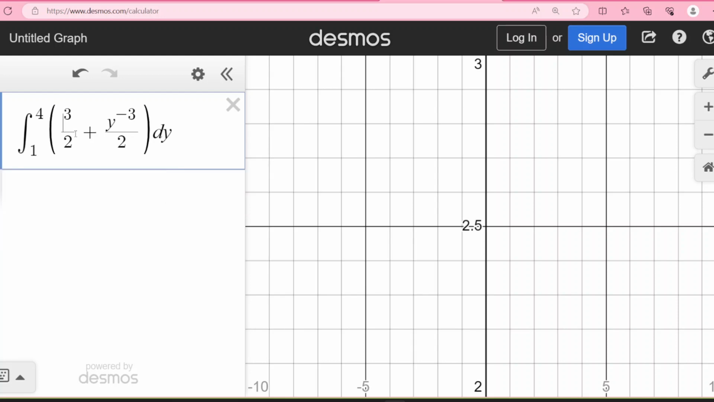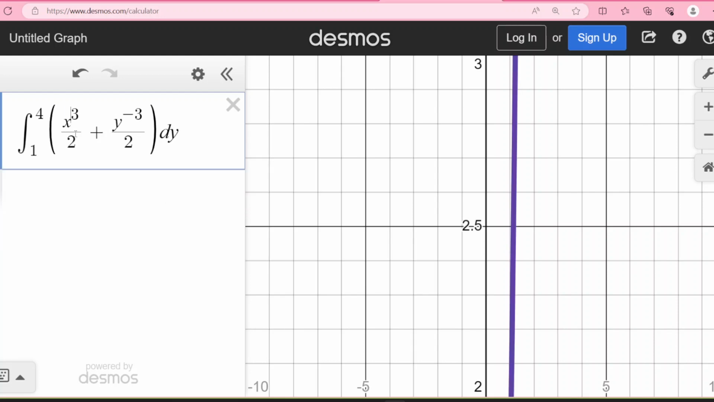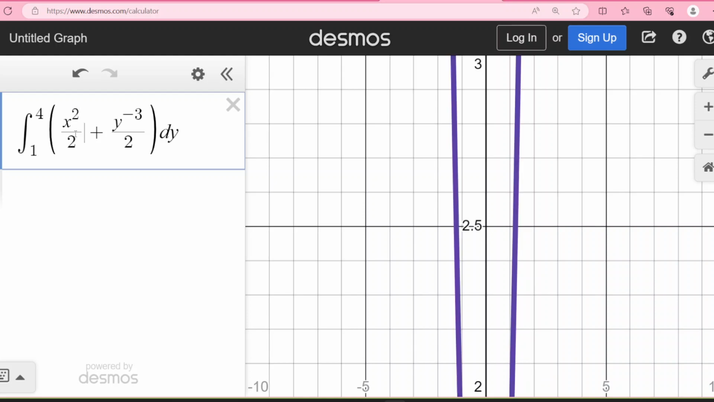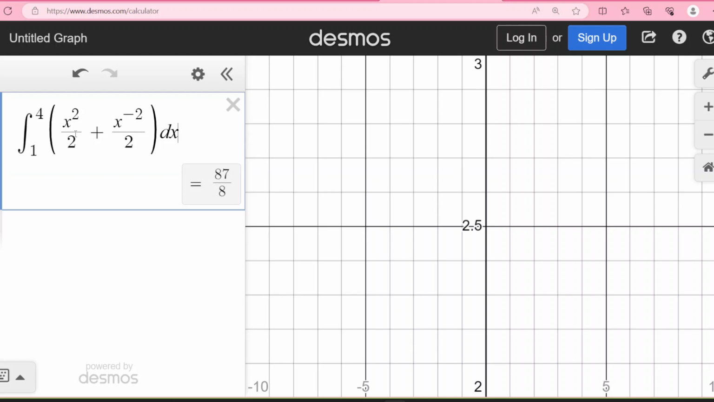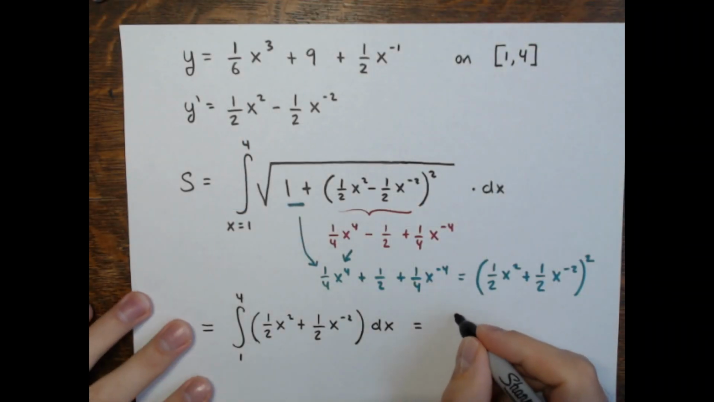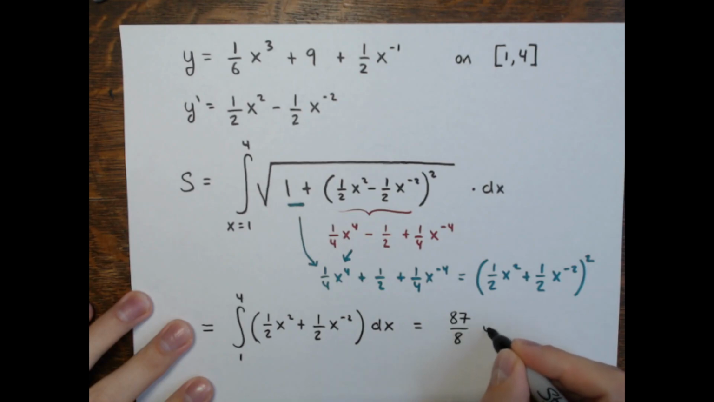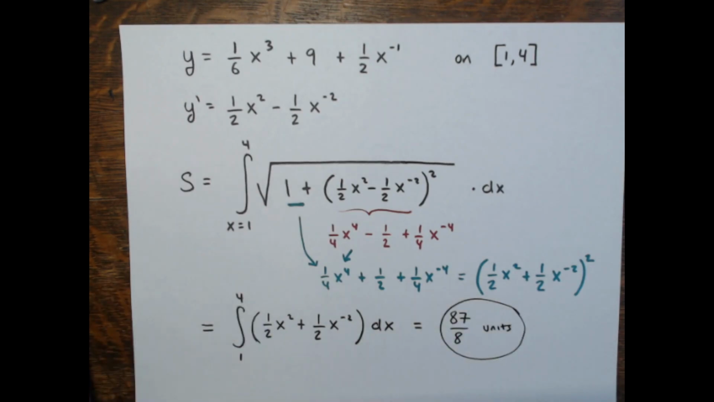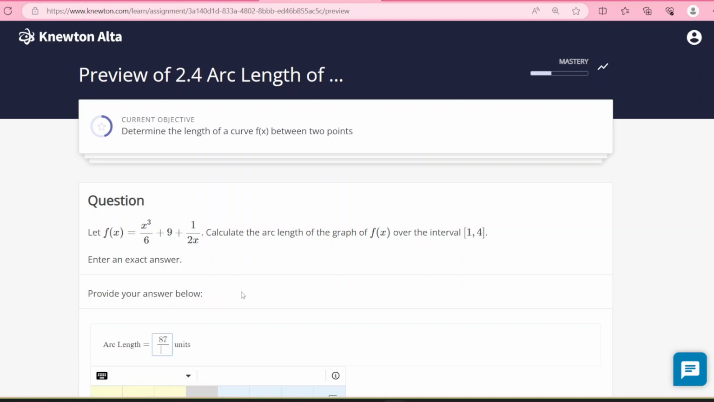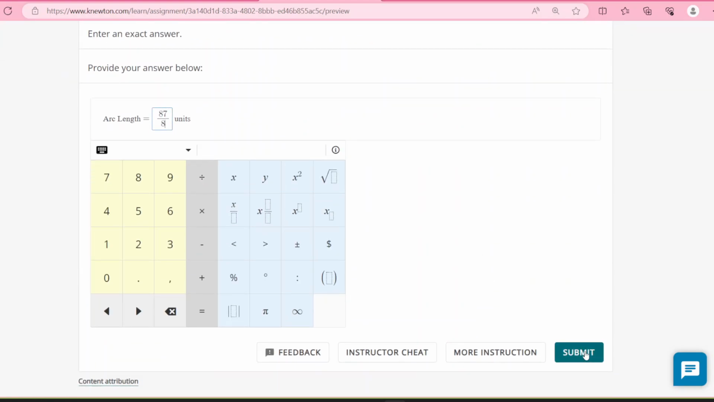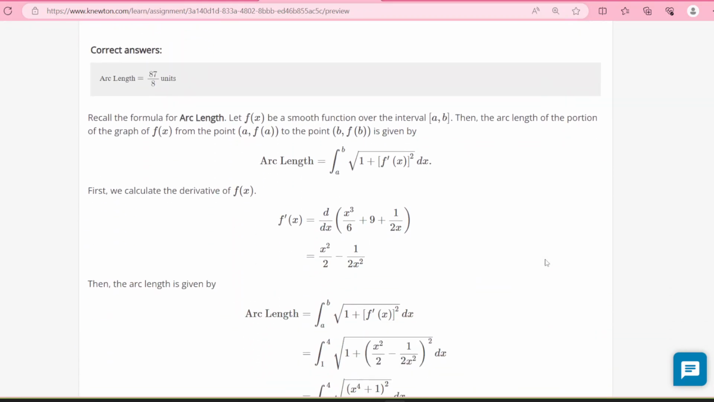And then I had half x squared, so x squared over 2 plus half x to the negative second. And then dx, with respect to x. Right? Say 87/8. So this ends up being 87/8 when totally simplified, units long. All right, so let's enter this. 87 divided by 8 units long. Great. And moving on.